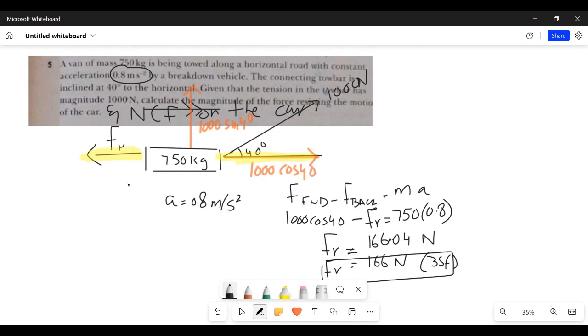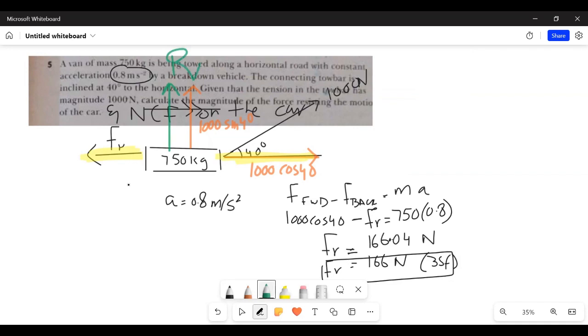1000 sine 40. That's the normal contact force. No, that's not the normal contact force. It's the upwards force because it's the vertical component of the tension. That's not the normal contact force. There is a normal contact force, which you also have to point upwards. So there is a normal contact force. It's acting upwards as well.